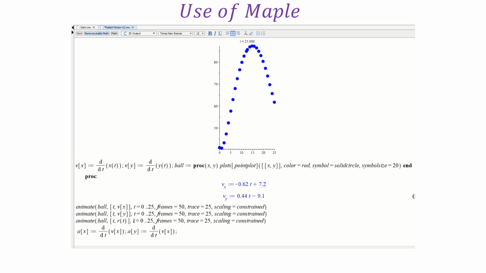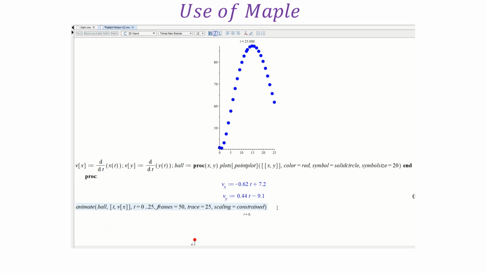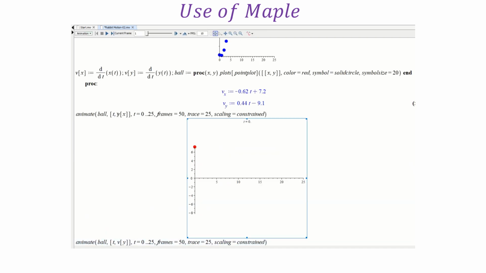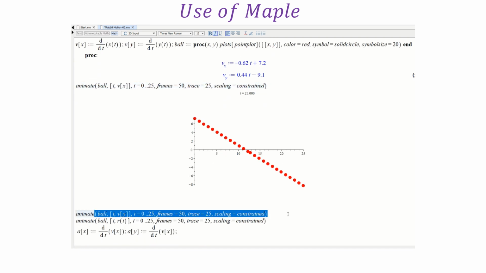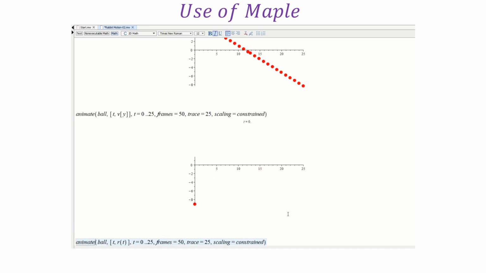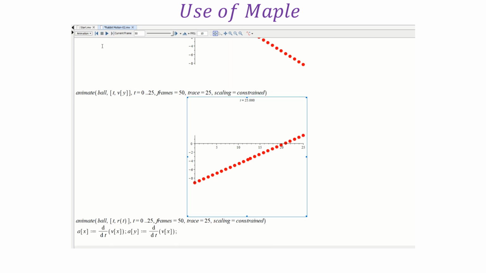These are like equations of a line, a pair of equations of a line. So here v suffix x, that is the x component of velocity, with time on the x-axis. You can see the animation, how the velocity changes with time from 0 seconds to 25 seconds. The y component of velocity you can observe here. The animation will show how the y component of velocity changes with time.